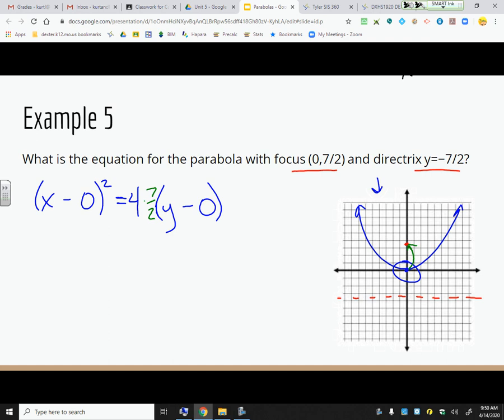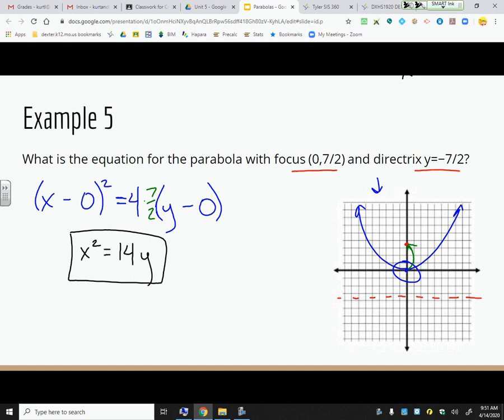I do want that simplified a little bit. You can leave it x minus 0 squared, that's fine, but I'm going to go ahead and just call it x squared. And then that's like 28 over 2, so 14y. This would be my answer.